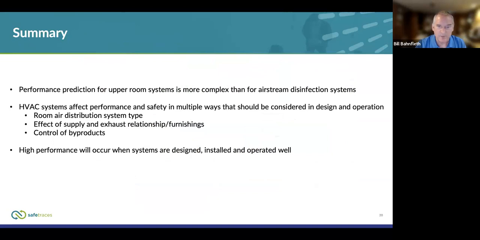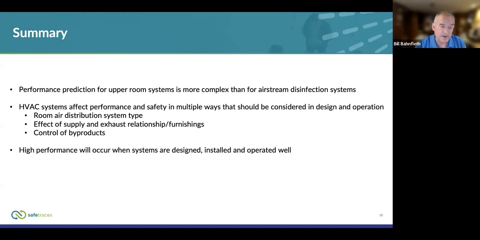There are a number of ways in which HVAC affects the performance, and these need to be considered in design and operation. What kind of room air distribution do we have? What are the effects of the locations of supplies and exhausts, and the effect of furnishings? And then finally, this point about control of byproducts.